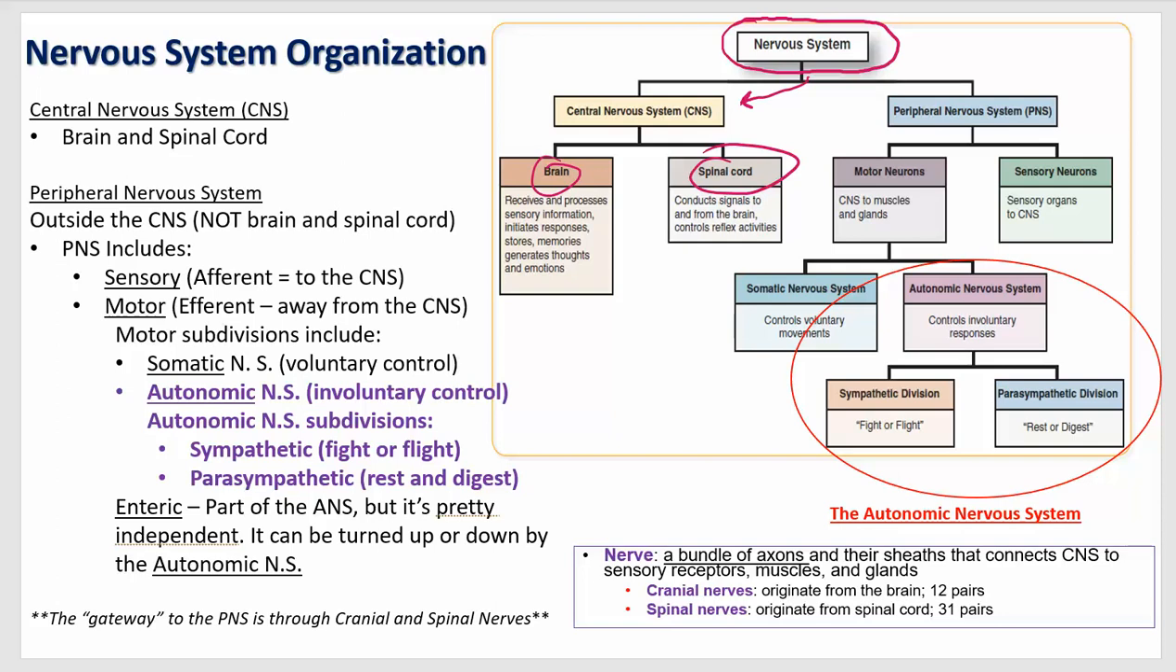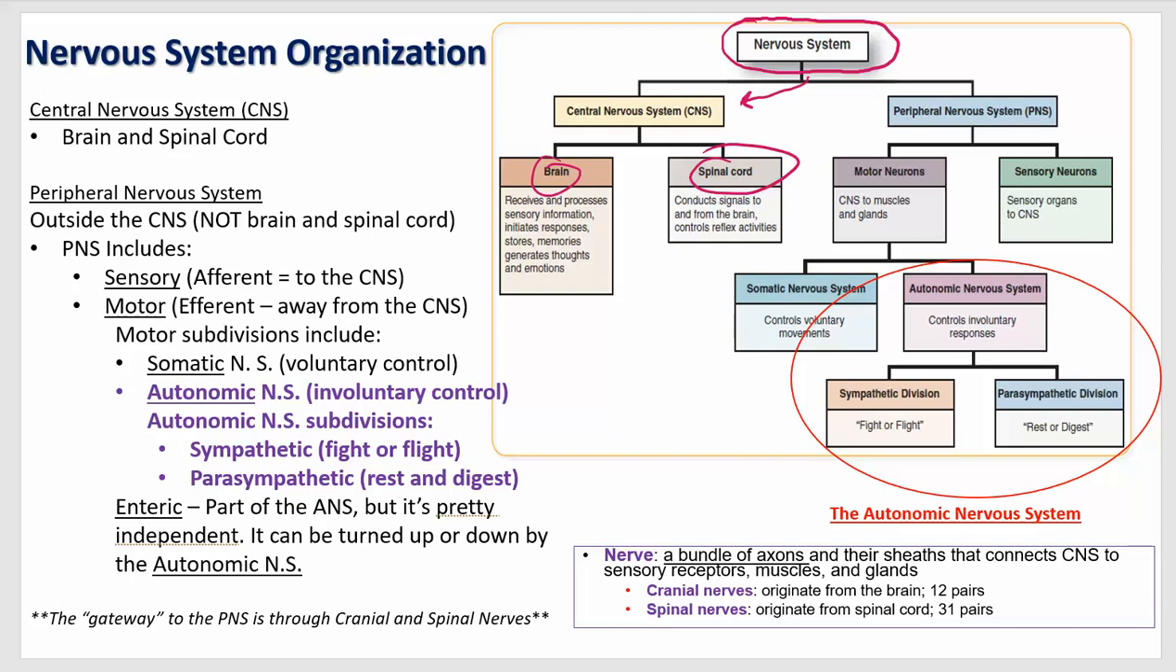Then you have the peripheral nervous system, and that's everything outside the brain and spinal cord, and that includes two divisions: motor, okay, so motor neurons or motor functions, and sensory, so out efferent and in afferent. Okay, so out is the motor neurons, and it also includes glands, so CNS to the muscles. And then sensory is anything, sensory organs, any kind of sensation that is going into the central nervous system.